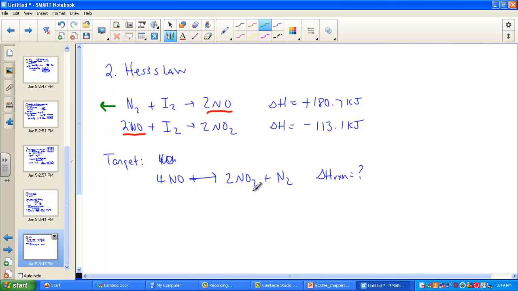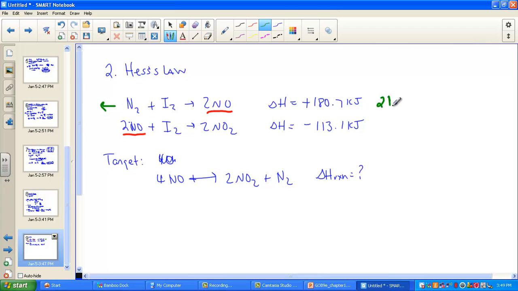On the product side, I see NO2s, and I like the fact that I have the correct number and it's on the correct side in my elementary reaction number 2. And if I flip the first reaction around, I've got the nitrogen on the correct side. So could it really be that easy that we just flip the first one? Well, let's do that and see what happens.